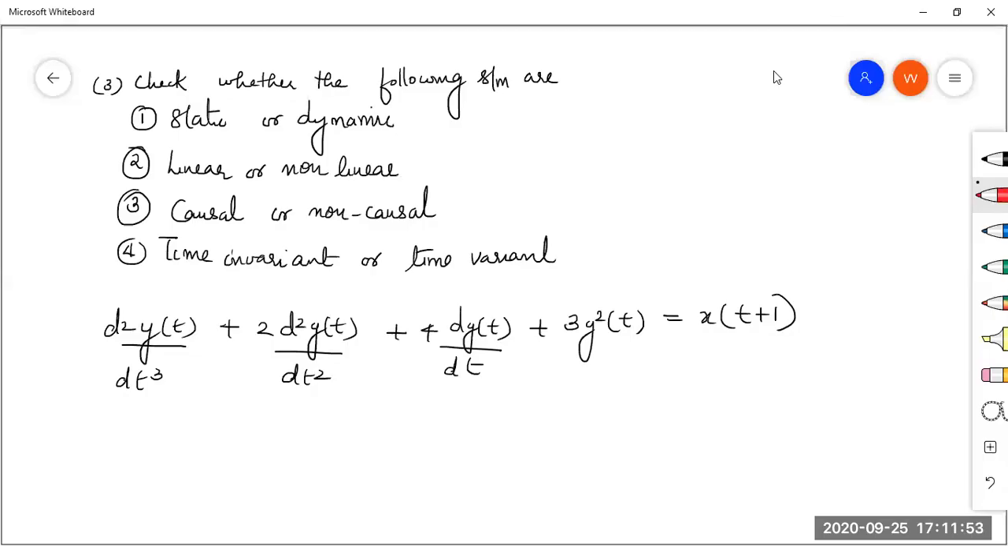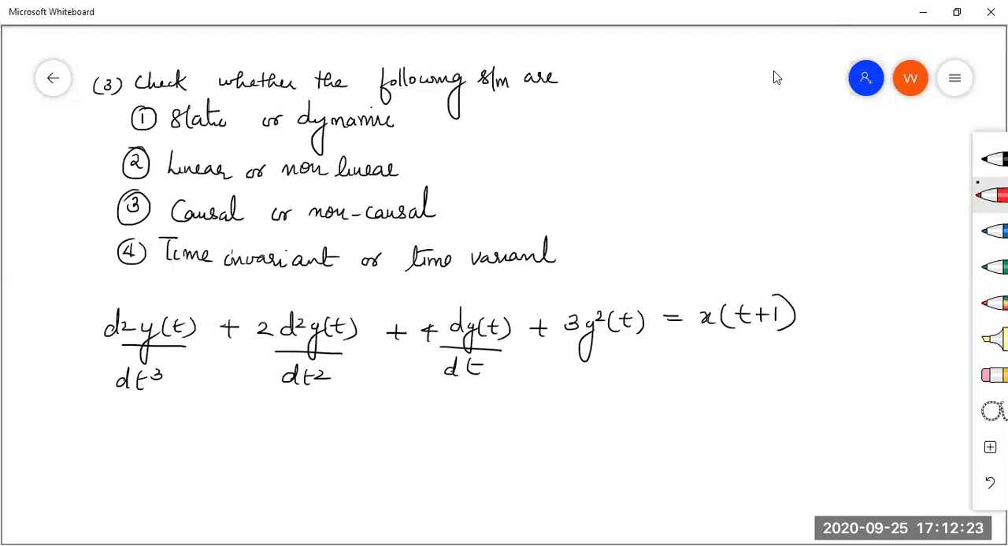Now the next question is, we have to check whether the given systems are static or dynamic, linear or non-linear, causal, non-causal, time invariant or time variant. Now it is provided in the form of a differential equation. Whenever you have a system given in the form of a differential equation, we have a slightly different approach. From the coefficients, etc., we can directly say whether the system is time invariant, time variant, all those things.